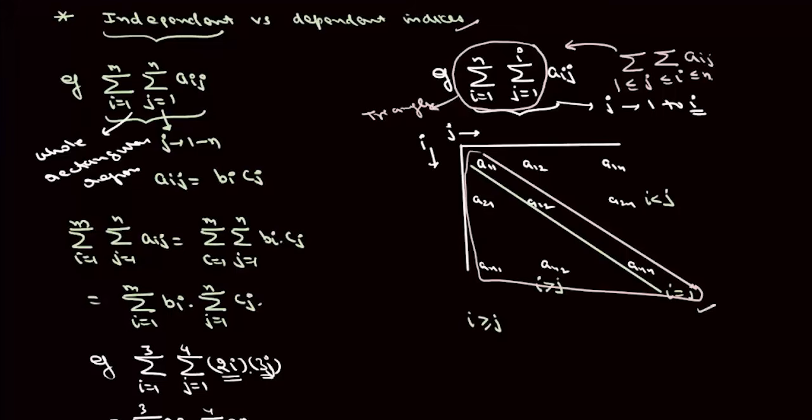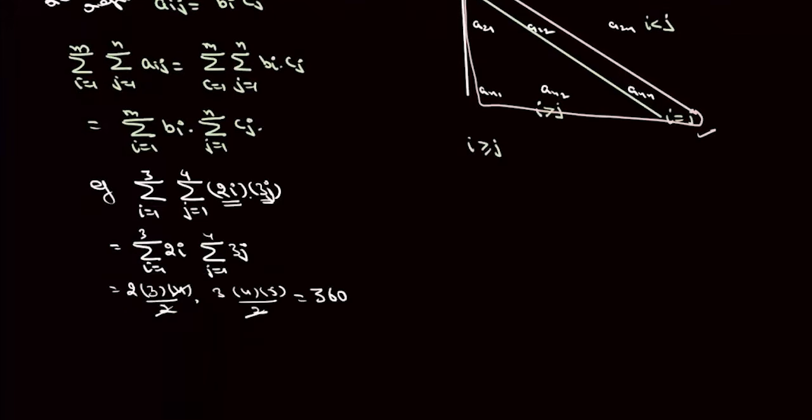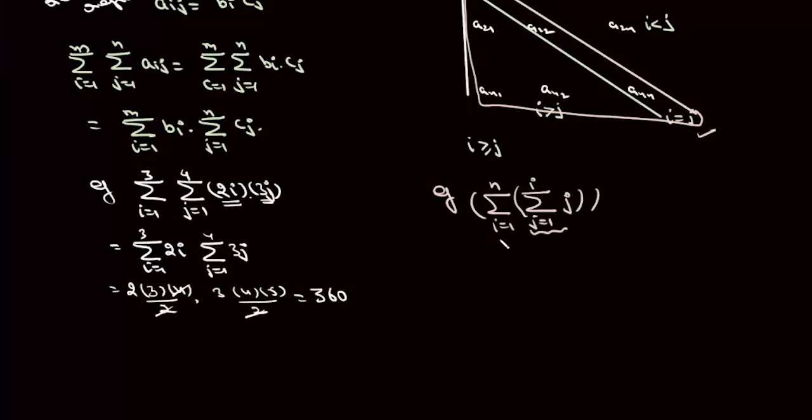Now we take a very simple example. Suppose we are given this double summation. i varies from 1 to n, j varies from 1 to i. Basically, in double summation order matters. So when we are writing this, it is actually this. First we have to calculate this inner sum, then we have to calculate this outer sum. Now this is summation j from 1 to i.